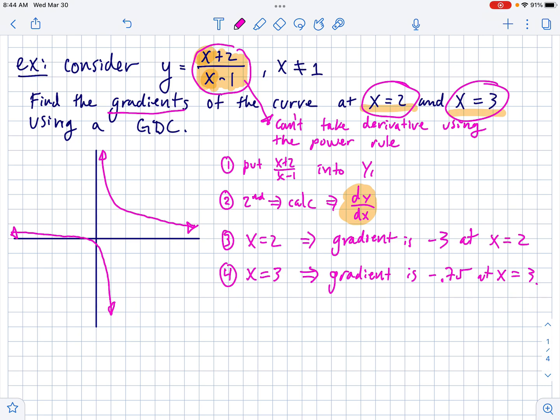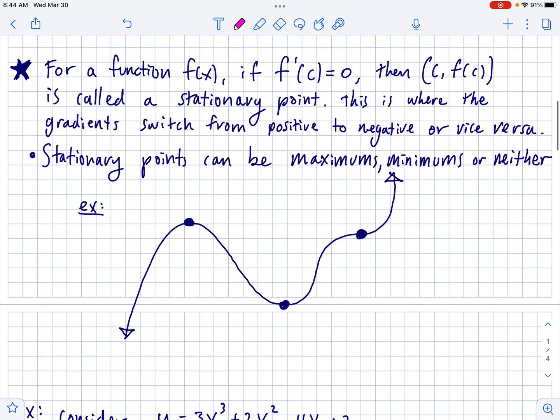Just a quick note on what we were actually finding. That means that at 2 on the graph, which with my scale would be right here, there's a tangent with a slope of negative 3. So the slope equals negative 3 at that point where x is 2.